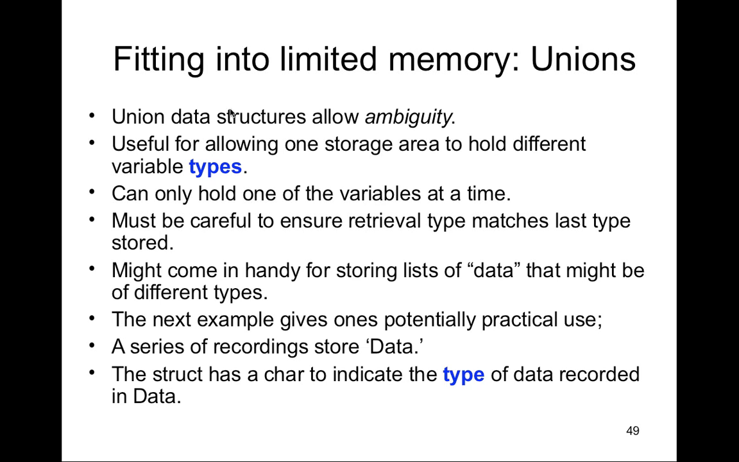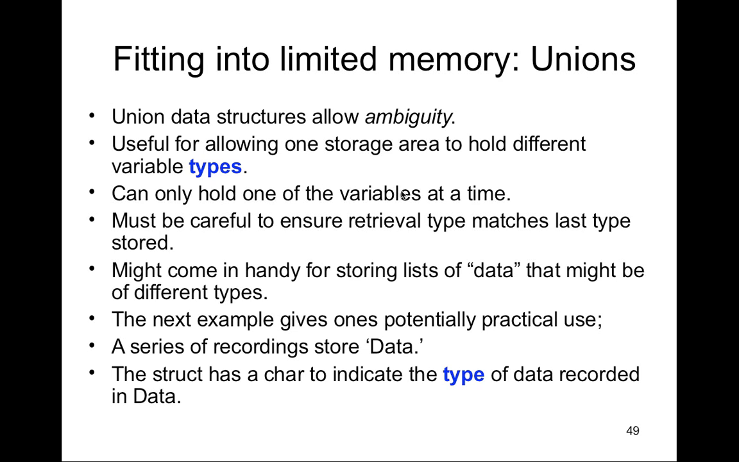So unions and data structures allow ambiguity. Well, ambiguity was sort of the predecessor to polymorphism, if you think about it. It's like, is it an object? What kind of object is that? Is it a person? Is it an employee? Well, it depends on how you treat it. So then you can make an object ambiguous in terms of multiple forms, which is really what that's referring to. Useful for allowing one storage area to hold different variable types.